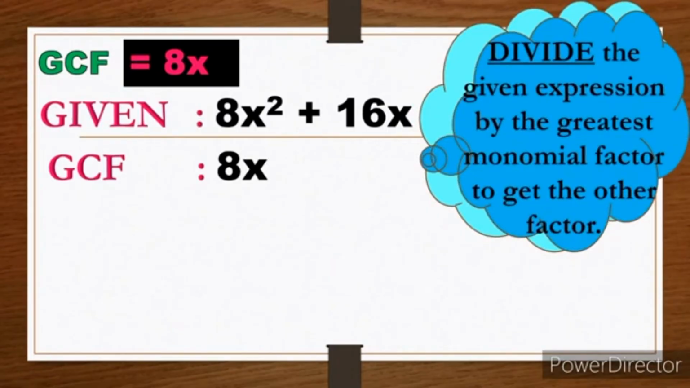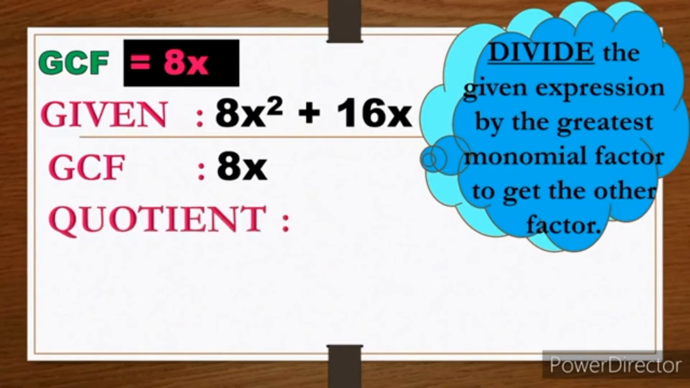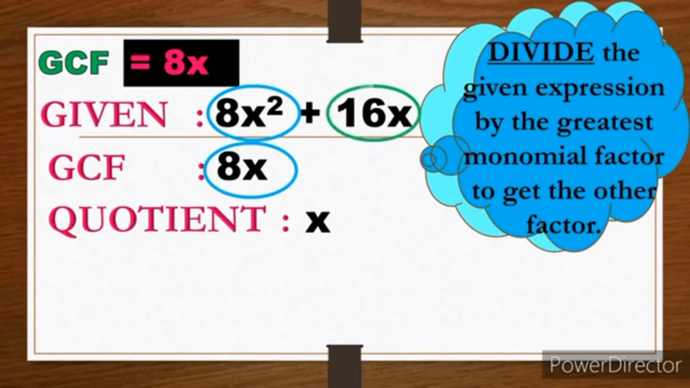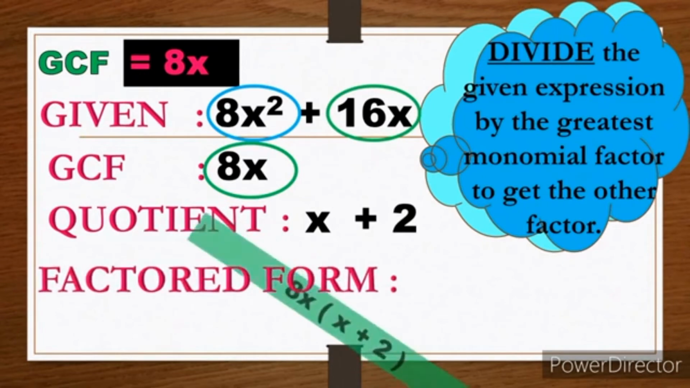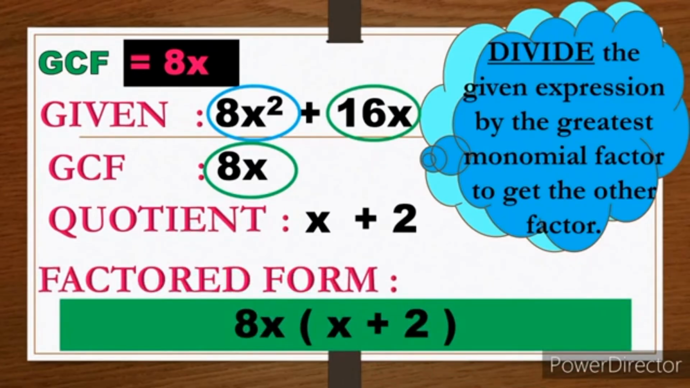Then, we're going to divide the given expression by the greatest common factor to get the other factor. Okay, so to find the quotient, 8x squared divided by 8x, the answer is x. Because 8 divided by 8 is 1. X squared divided by x, we subtract their exponent, 2 minus 1 is 1. So, then 16x divided by 8x, the answer is 2. Okay, so the factored form is 8x times x plus 2.